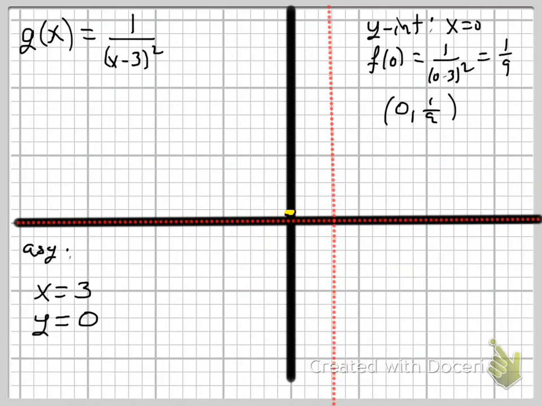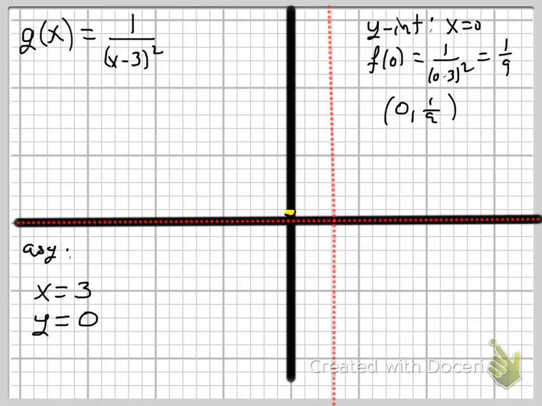And the reason why is this thing right here, 1 over x minus 3 squared: 1's positive, and the denominator is always going to be positive. So it's always going to be positive. If I got stuff down here, that's going to be negative. So I'm not going to have any negatives. So if I'm not going to have any negatives, I'm going to have something like this, where I'm approaching the asymptote from both sides above my horizontal asymptote.